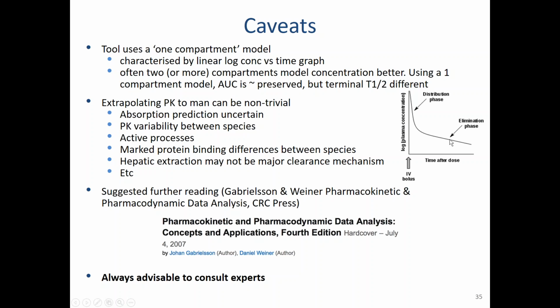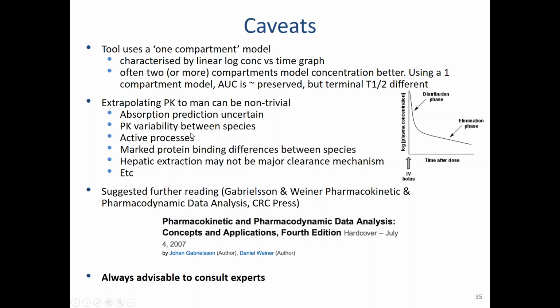Again, the AUC is more or less preserved in a one-compartment model, because often the half-life is based on the elimination phase here rather than the distribution phase, but the terminal half-life might be different. So it depends a little bit. It's worth looking at your PK profile as to how well a one-compartment model is going to work for you. As I've tried to indicate, obviously extrapolating a PK to man can be non-trivial.